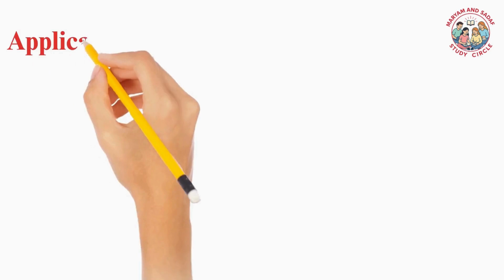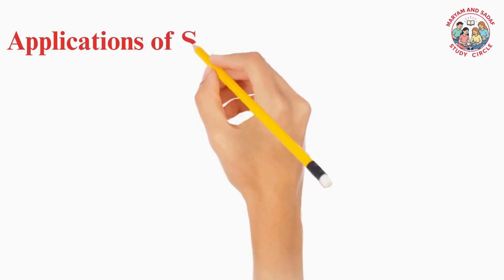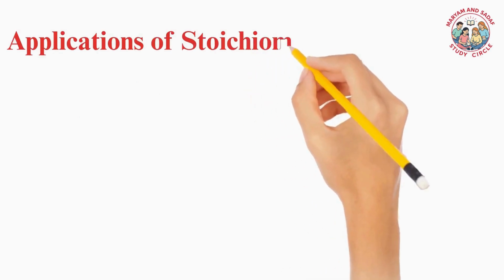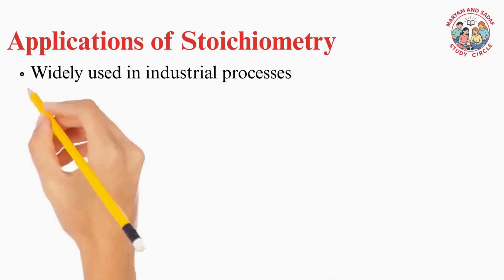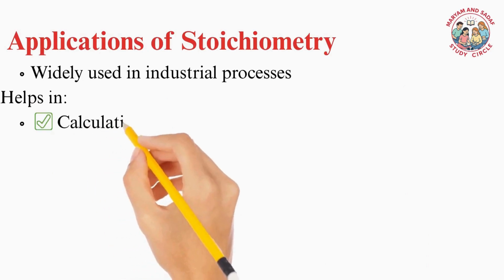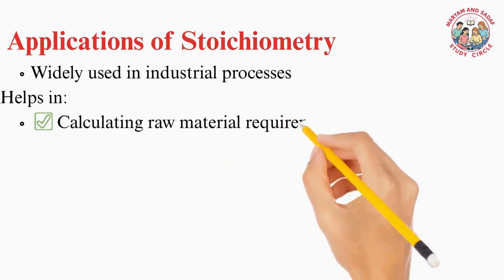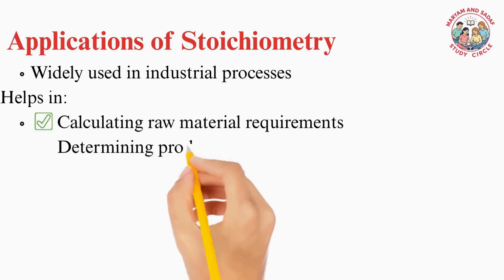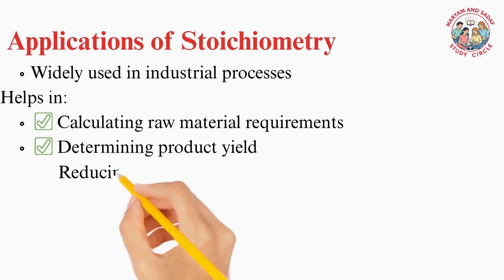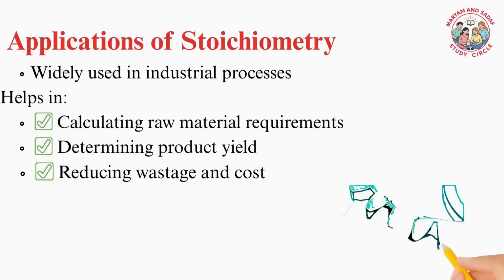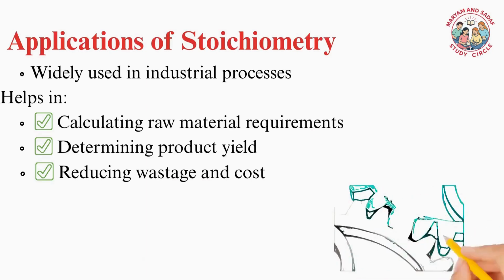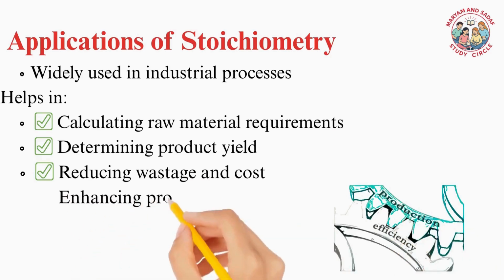Applications of stoichiometry. Widely used in industrial processes, it helps in calculating raw material requirements, determining product yield, reducing wastage and costs, enhancing production efficiency.